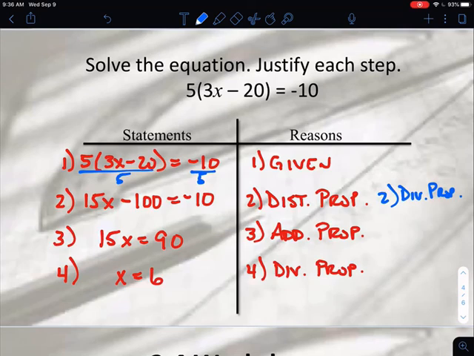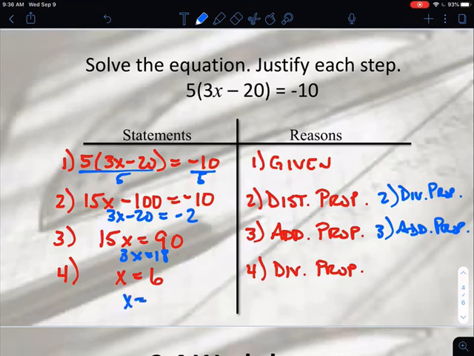And when I do that, that would give me 3x minus 20 is equal to negative 2. And then my next step would be to add 20 to both sides. So I would get 3x is equal to 18. And that's my addition property again. And then I could divide both sides by 3. X would equal 6 by division.